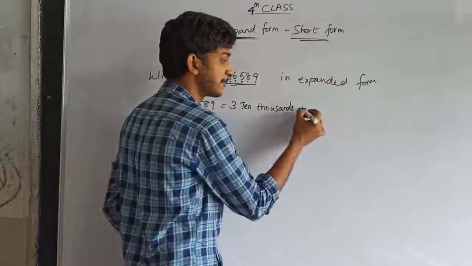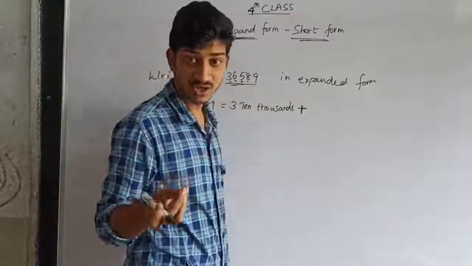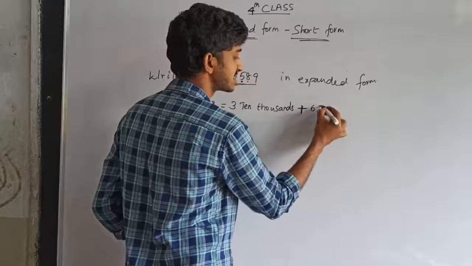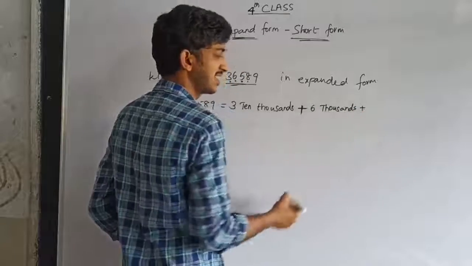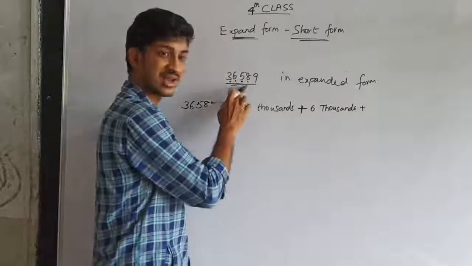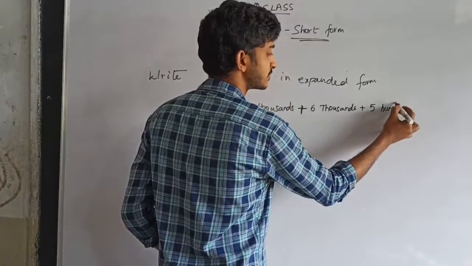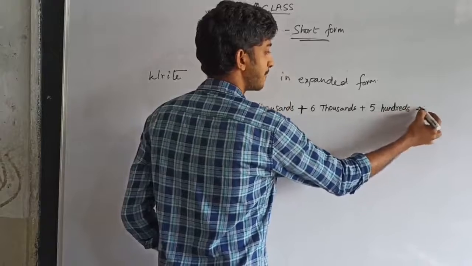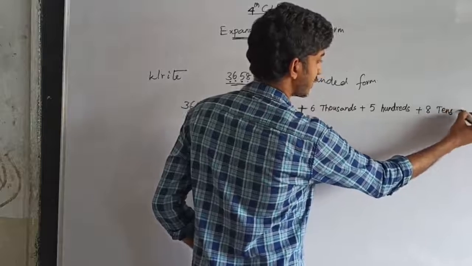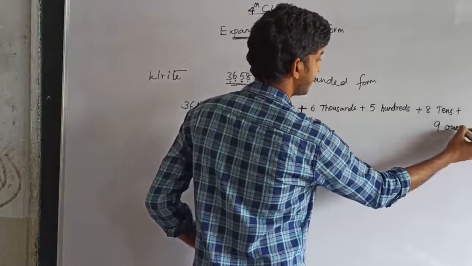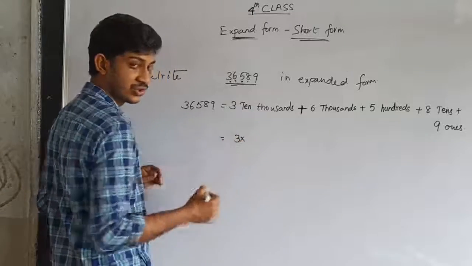So plus how many thousands we have? In the thousands place we have 6, so 6,000s. Plus the next place is hundreds. So how many hundreds we have? 500s. We have 500s, plus 8 tens, plus 9 ones. So now I am writing this as 3 into 10,000.